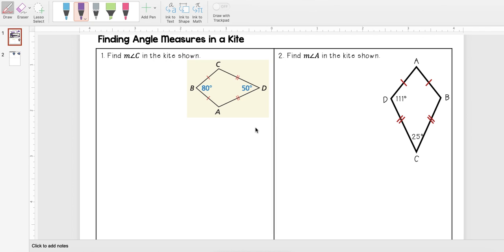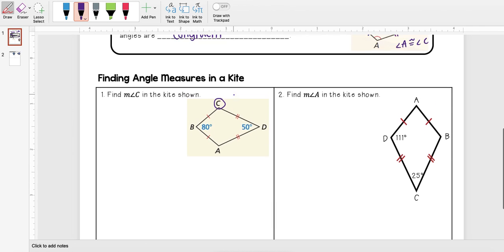Let's look at this first example. For this first one, we're going to be finding some angle measures in a kite. For problem 1, it asked me to find the measure of angle C. I see I have two angles here, but I don't know what A or C is. So I'm going to look back at my theorem to see what I know about angles.